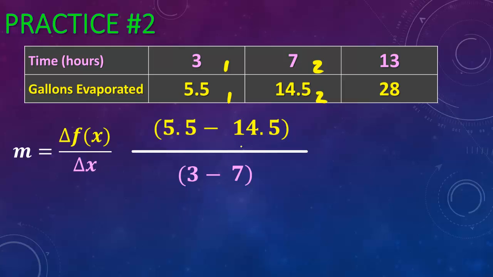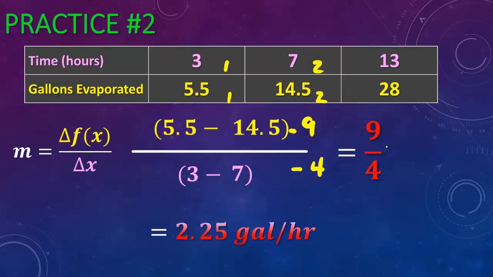5.5 minus 14.5 is actually negative 9. 3 minus 7 is negative 4. The negatives, if you have a negative on top and on bottom, they cancel out and become positive. But you're not done. You actually have to divide 9 by 4 to get a decimal answer. So 2.25 gallons per hour.